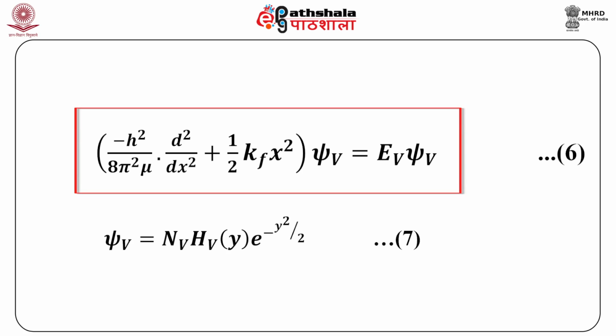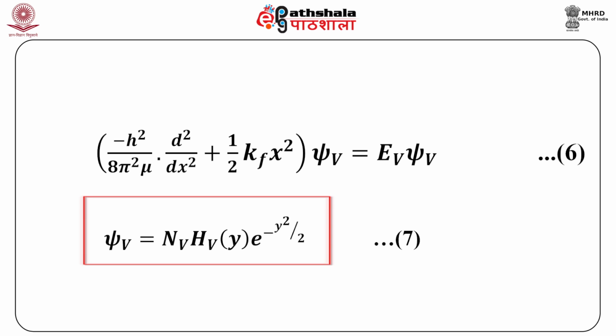We have minus h square upon 8 pi square mu, where mu is the reduced mass of a harmonic oscillator, d2 by dx2. We are taking x because we are assuming vibrations to be along x direction, then plus half kf x square, which is the potential energy, then psi v, which is the vibrational wave function, is equal to Ev psi v. This is the time independent Schrodinger equation for a linear harmonic oscillator.